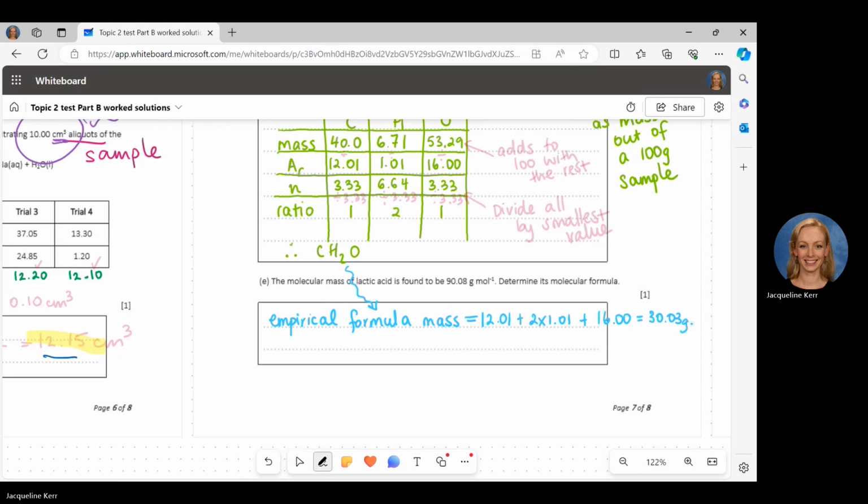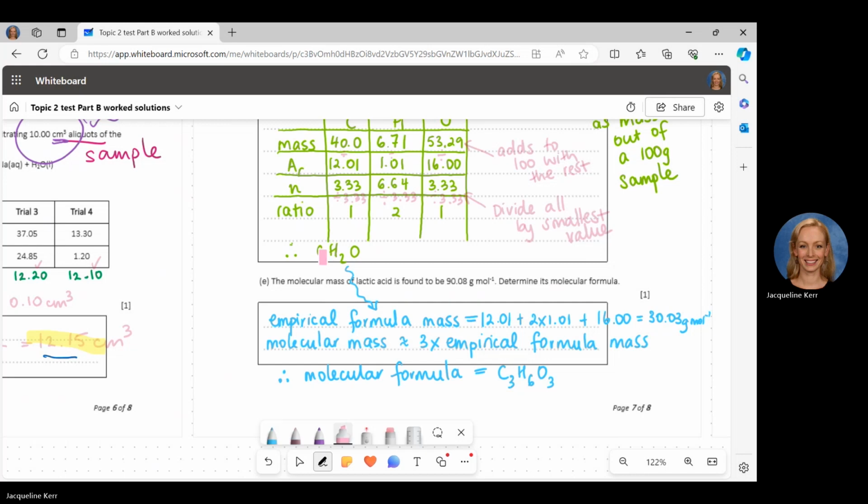And we're told in the question that the molecular mass is about 90, which is about 3 times as much, which just means we take everything in our empirical formula and triple it. So our carbon, we now have 3 of. Our hydrogen, instead of 2, we've got 6. And our oxygen, we've got 3. So again, looking at what those values would be in our empirical formula and seeing that our molecular mass is 3 times the empirical formula mass. And that's why we need to triple everything.